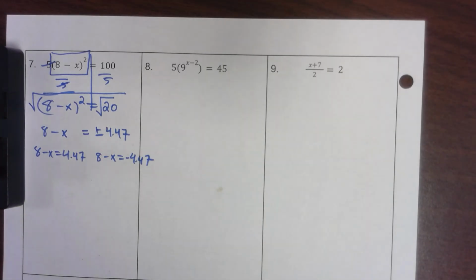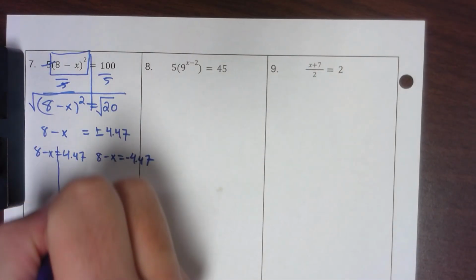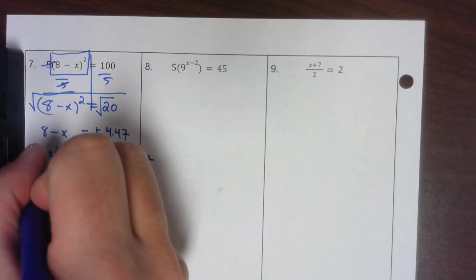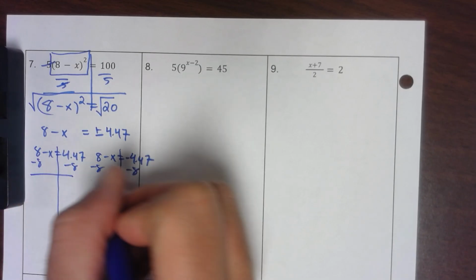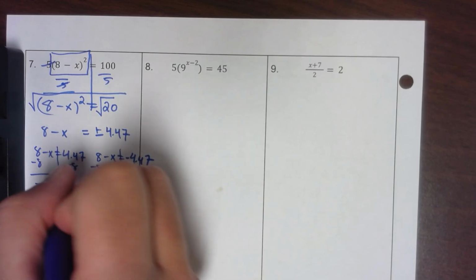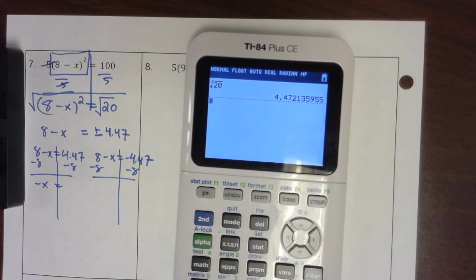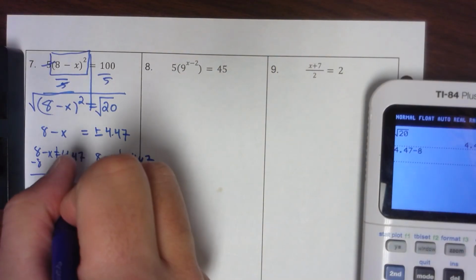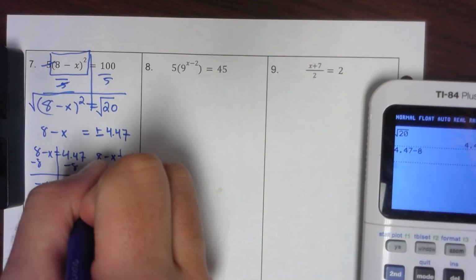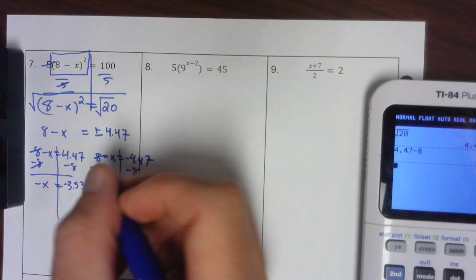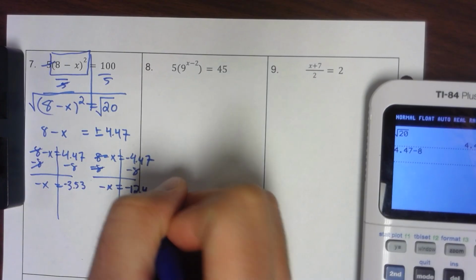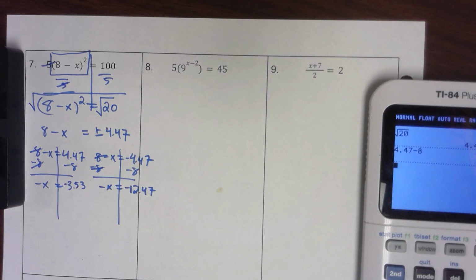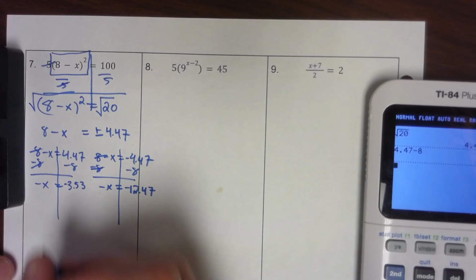Okay, so to do this, we've got two equations to solve, both of which will start by having us subtract 8 from both sides. You might need the calculator for that. In fact, I definitely do for this first one. So 4.47 minus 8, negative 3.53. And then we have that negative x will also equal negative 12.47 for the other equation. So then I want to divide both sides by negative 1.